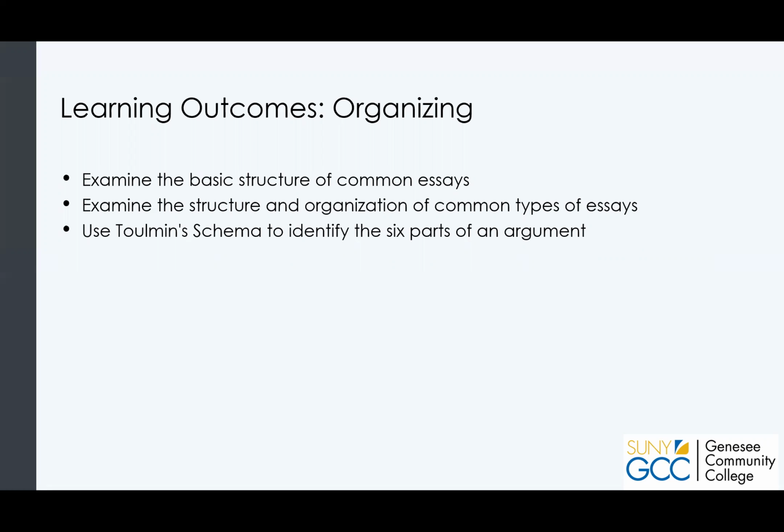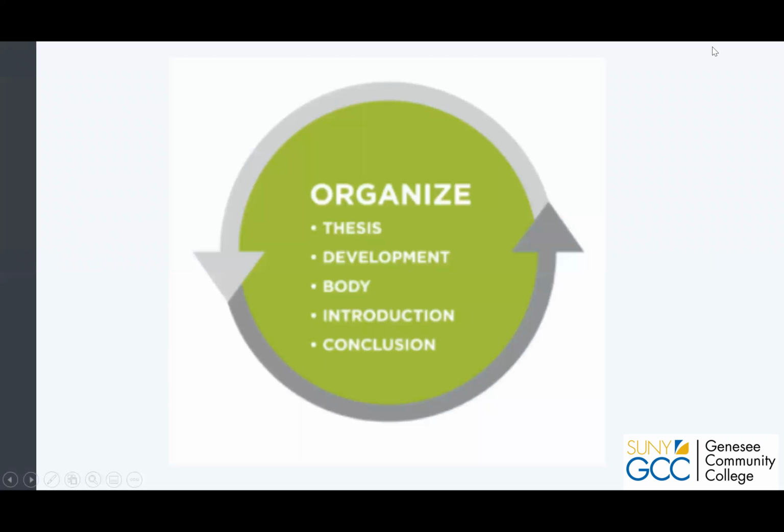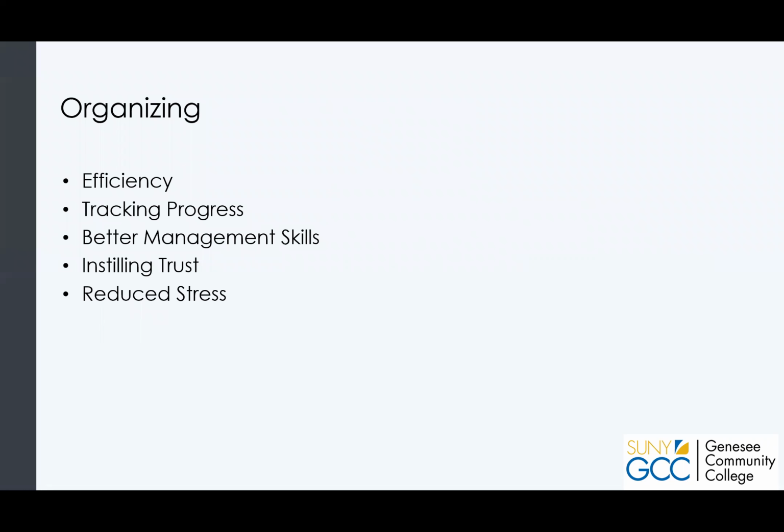By the end of this organizing module, you should be able to examine the basic structure of common essays, examine the structure and organization of common types of essays, and use Toulmin's schema to identify the 6 parts of an argument. Organize is our green circle. It includes a thesis, development, body, introduction, and conclusion.